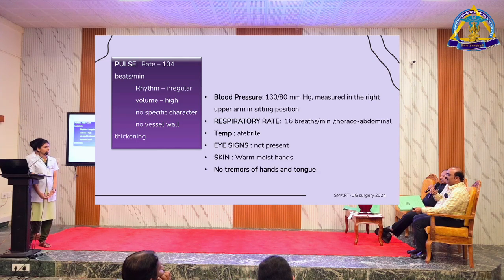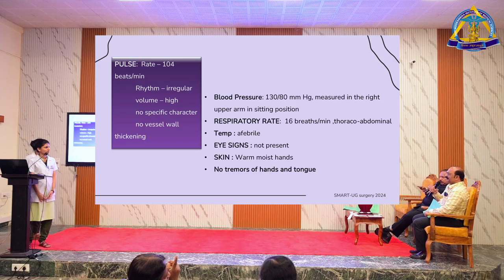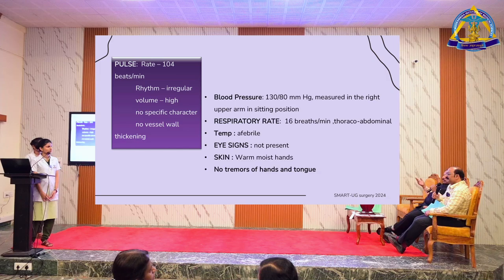Then, like before, lid lag. Can you tell me the eye sign which can present in secondary thyrotoxicosis? Lid lag. So this can be there in both. Lid lag and lid retraction, the sympathetic overactivity, can be there in both secondary and primary.